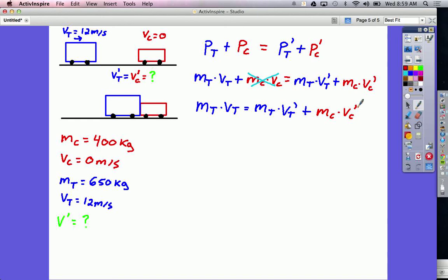Now, one thing that we do know is that since they move off together, the velocity of the truck prime and the velocity of the car prime, both of those after the collision, are going to be the same. We don't know what they are, but we know that they're going to be the same.